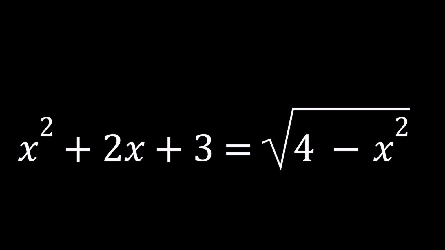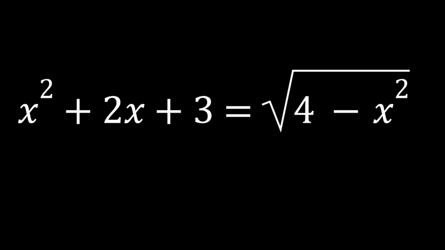Hello everyone. In this video we're going to be solving a radical equation. We have x squared plus 2x plus 3 equals the square root of 4 minus x squared, and we're going to be solving for x values. Or at least we're going to make an attempt, right?